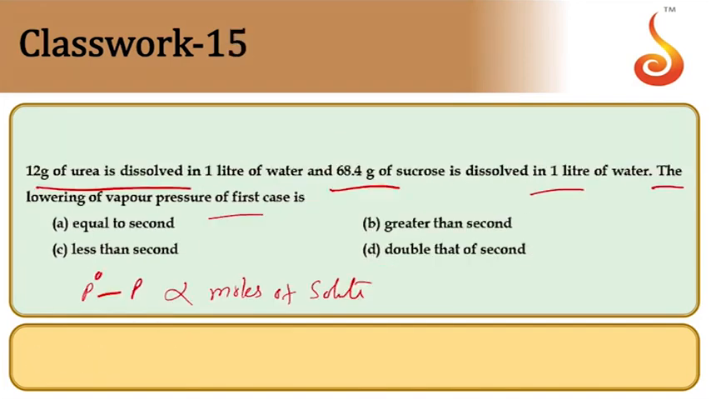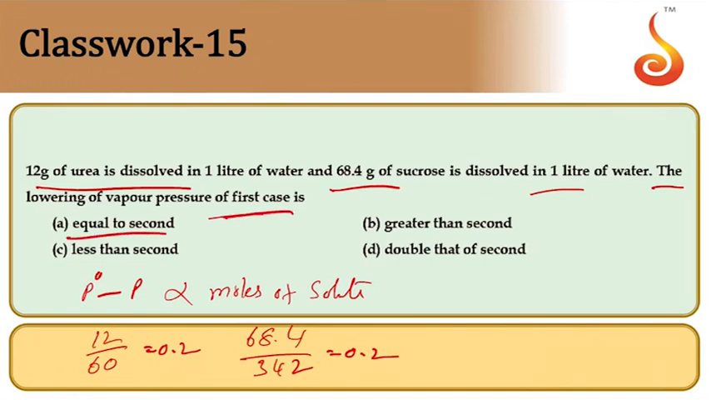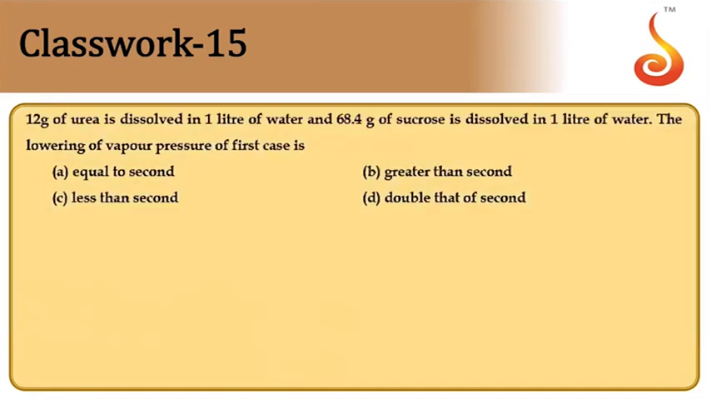So in the case of urea, the number of moles will be 12 by 60. In the case of sucrose, the number of moles will be 68.4 by 342. On simplification, both the values come as 0.2 and 0.2. This implies both are going to have the same lowering of vapor pressure. So the first case is equal to the second case in lowering of vapor pressure. So with this we have come to an end of solving the questions from solutions and colligative properties.